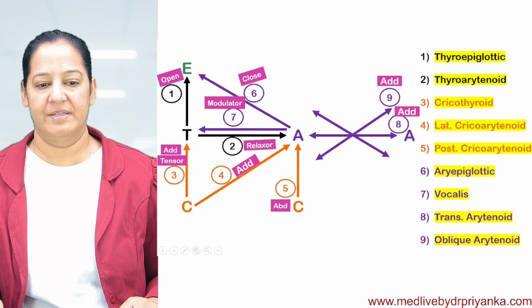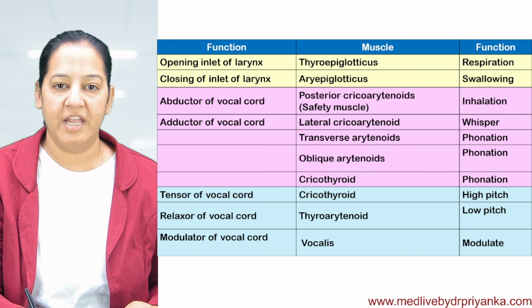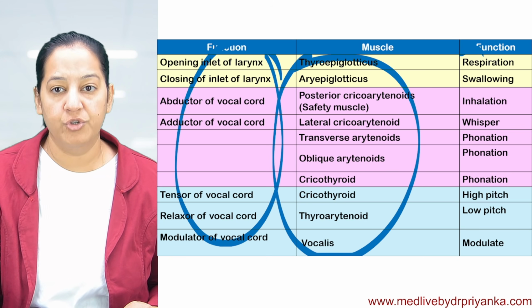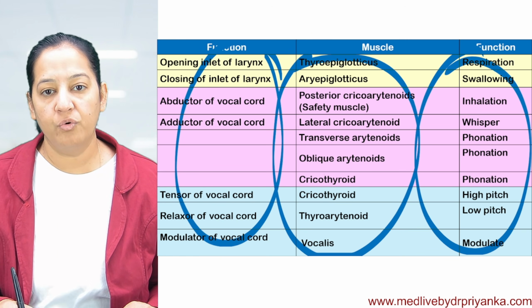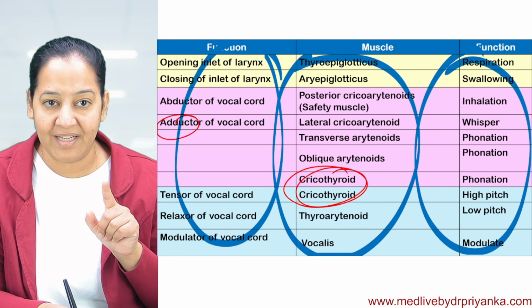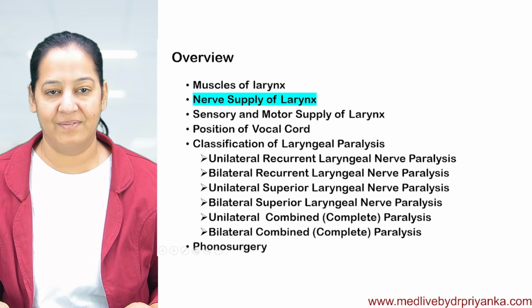You can see the 9 muscles in front of you. You should know the names of these 9 muscles, their action, and their function. You should know that one of the muscles, cricothyroid, has a double action. It acts as an adductor as well as a tensor.